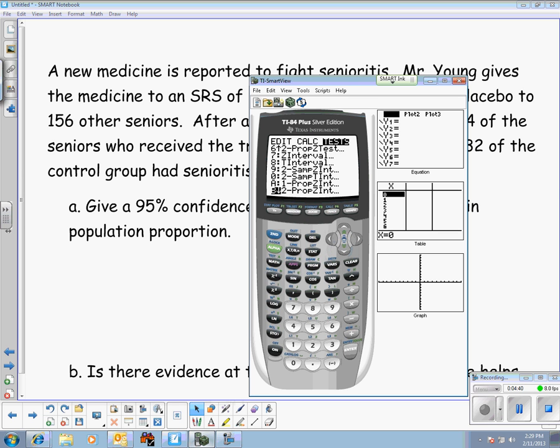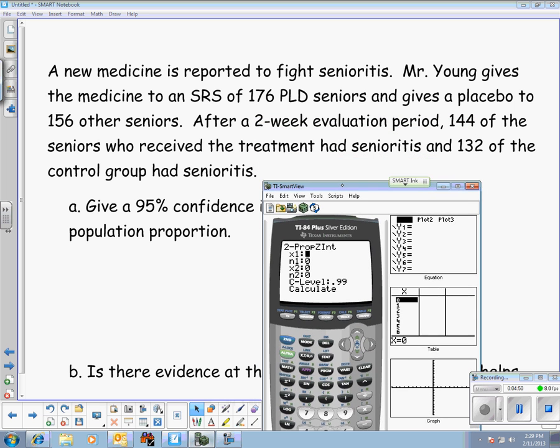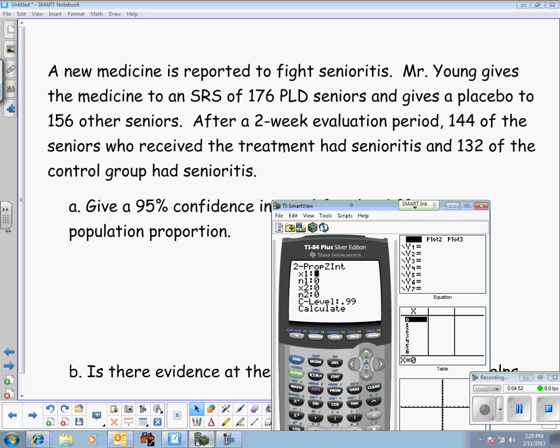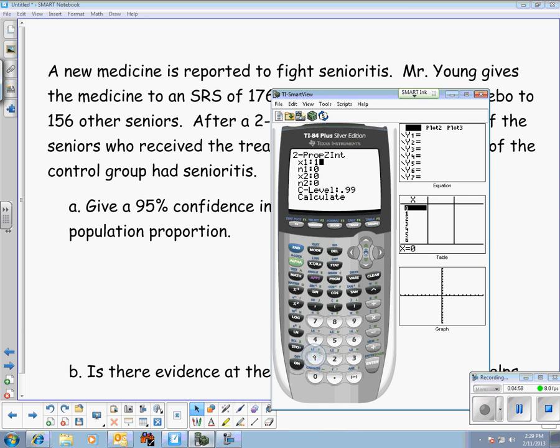All right, and once you choose the right one, the inputs should be very easy. X1 and N1 is how many people had senioritis out of how many people total. So the test group was group 1, the ones that actually got the medicine. That ended up being 144 out of 176.